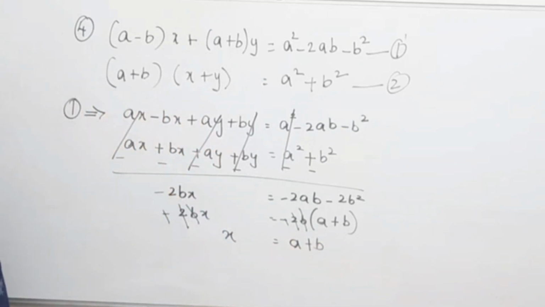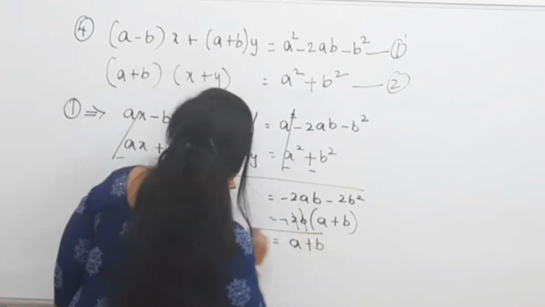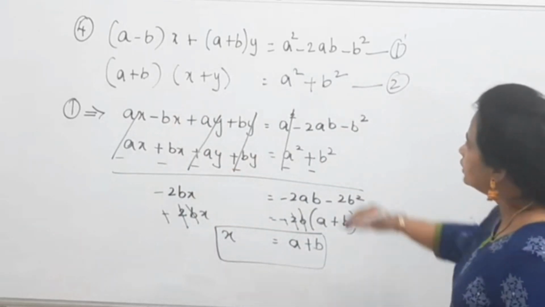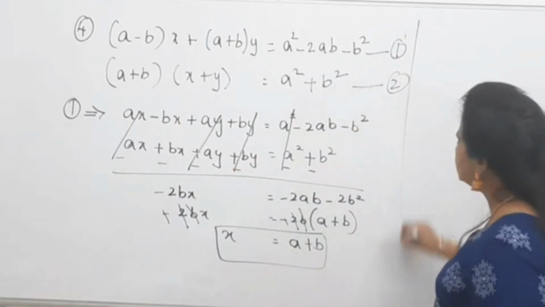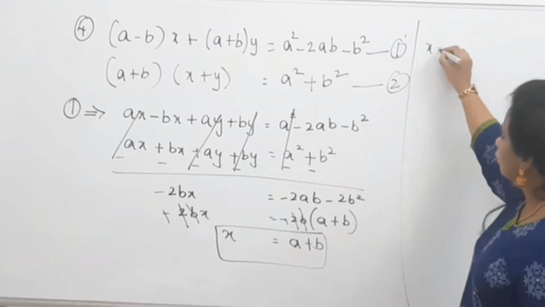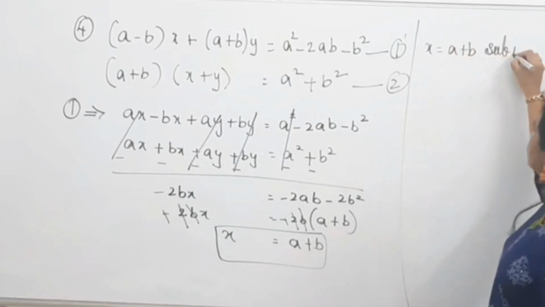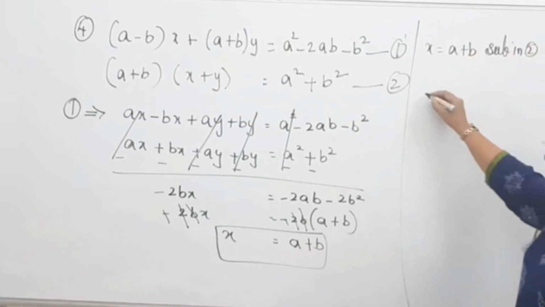So, now we move on to the variable y. How to get my variable y? Just substitute x in any one of the equations. So, this is the simplest equation. So, I will take my x is equal to a plus b, substitute in 2. So, what's my 2 equation?